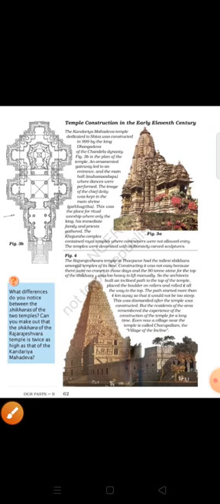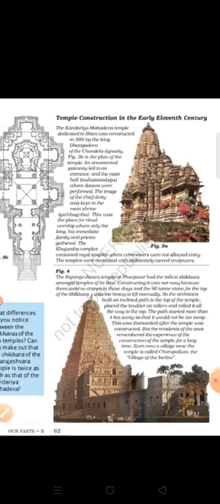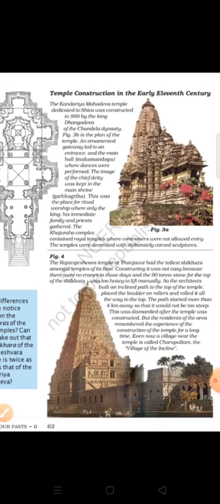Now, temple construction in the early 11th century. What happened in the 11th century? The Kandariya Mahadev, a very famous temple dedicated to Shiva, was constructed in 999 by King Dhangadev. Which one? Dhangadev of the Chandela dynasty. He belonged to the Chandela dynasty. The Rashtrakutas were their strong protectors also.